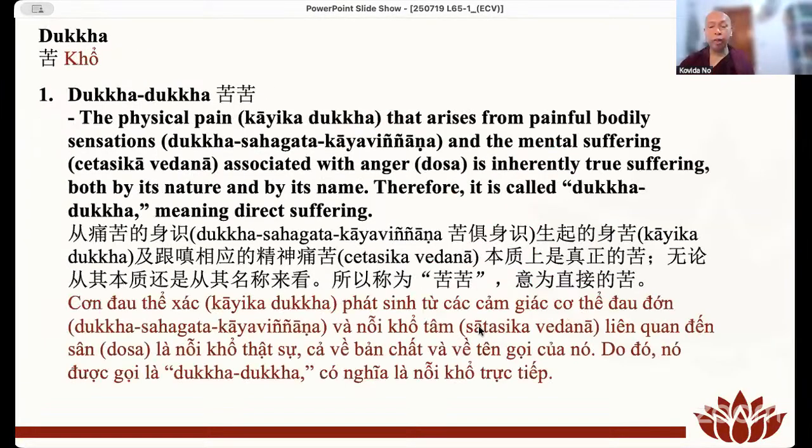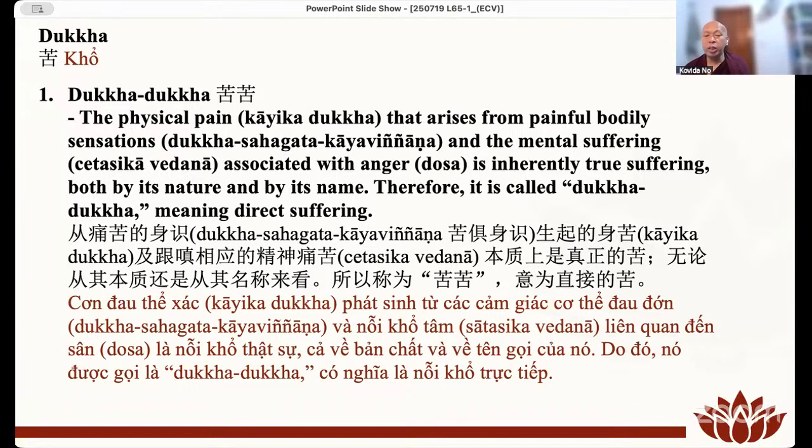So after understanding anicca, we also have to continue with dukkha, because we know anicca, dukkha, anatta, right? Continuously. So we have different types of dukkha, suffering. The first one is dukkha dukkha, also called physical pain, kayika dukkha, that arises from painful bodily sensation, dukkha sagata kaya viññāna.